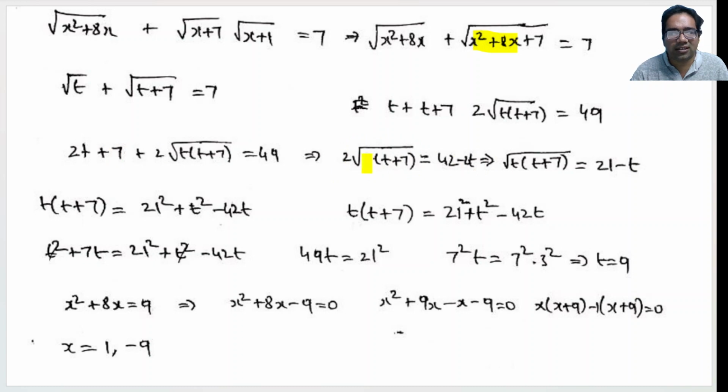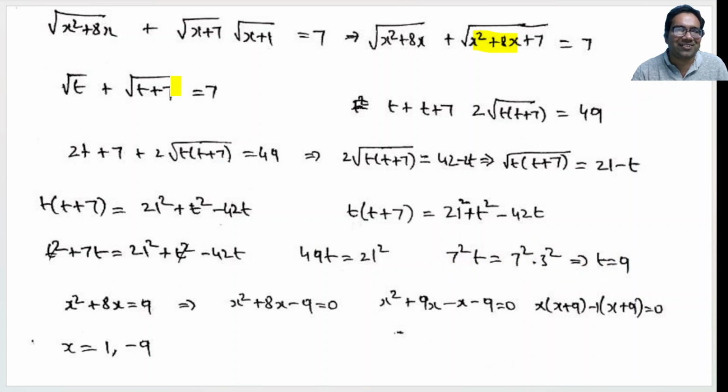Again squaring this, cancelling this 2 on this side, it becomes 21 minus t. Again squaring this, it becomes t(t+7) = 21² + t² − 42t. This side becomes t² + 7t equals 21² + t² − 42t. This t² and this t² will cancel. Then 7t + 42t, which is 49t, equals 21². That means 7² t equals 7² into 3². 7² will cancel, t equals 9.